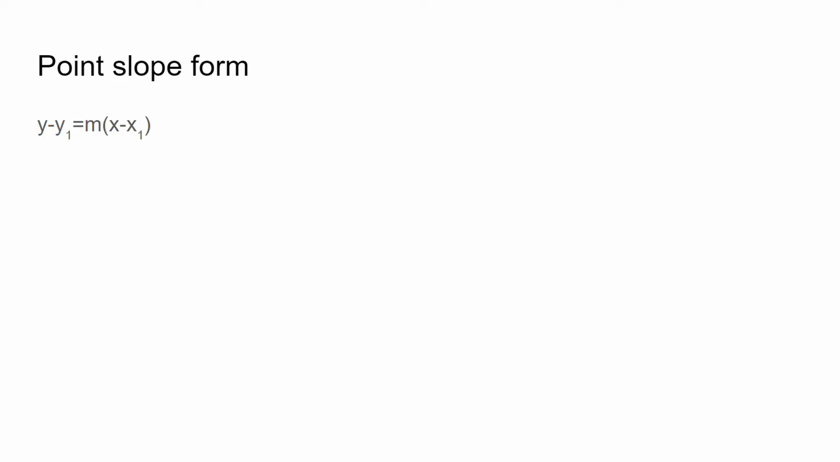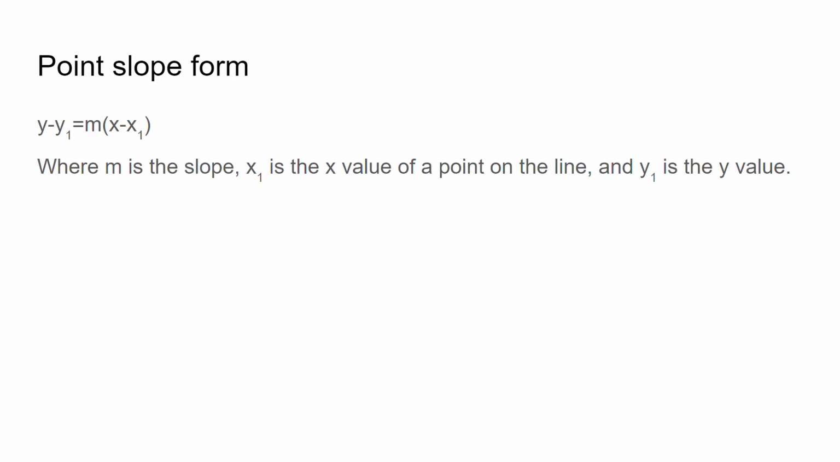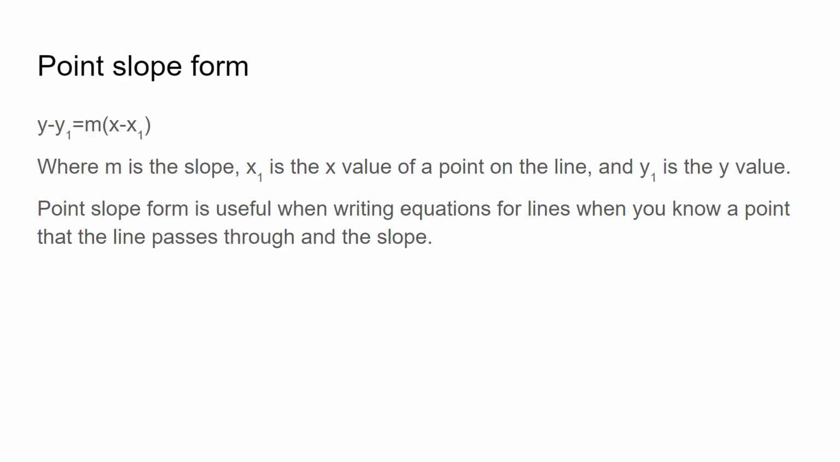Point-slope form is y minus y1 equals m times x minus x1, where m is the slope, x1 is the x value of a point on the line, and y1 is the y value of the same point. Point-slope form is used to write equations when you know a point that the line passes through and the slope of the line.